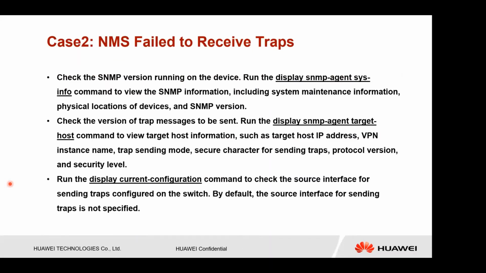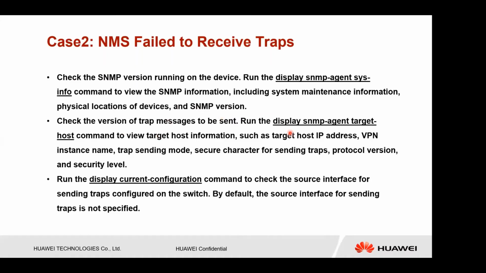And the second case is when the NMS fails to receive traps. Whenever you have already connected your device to the NMS, but the NMS fails to receive the traps, you can check on the configuration, for example, the SNMP version, to see whether the SNMP information is correct or wrong. You can see the system maintenance information, physical location, and also the version itself. And you can check the version of trap to be sent.